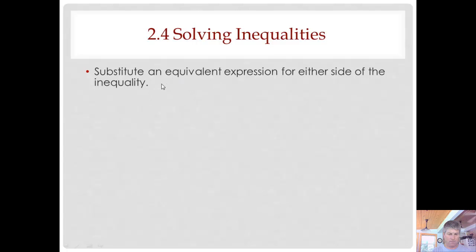of the inequality. The example I like to use is if we have something like 5 times the quantity x minus 1 is greater than 25, there's our inequality. By using the distributive property, we can make that 5x minus 5 is greater than 25. So all we've done here is replaced 5 times the quantity x minus 1 with 5x minus 5.